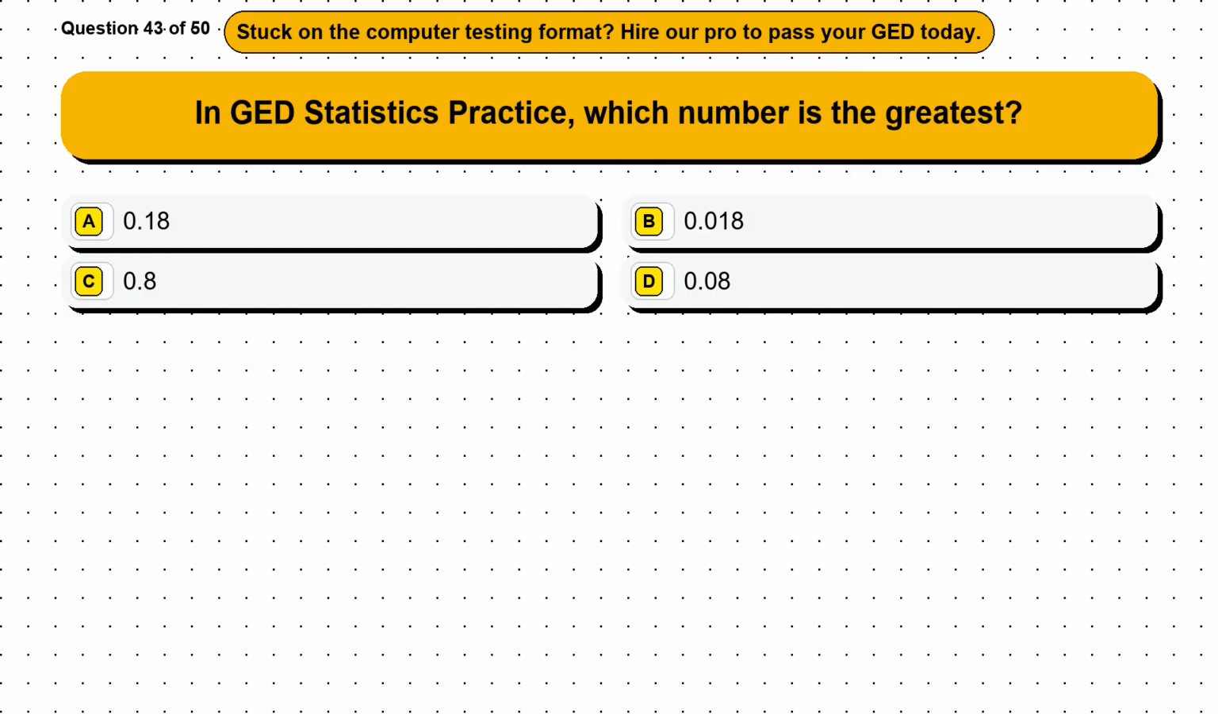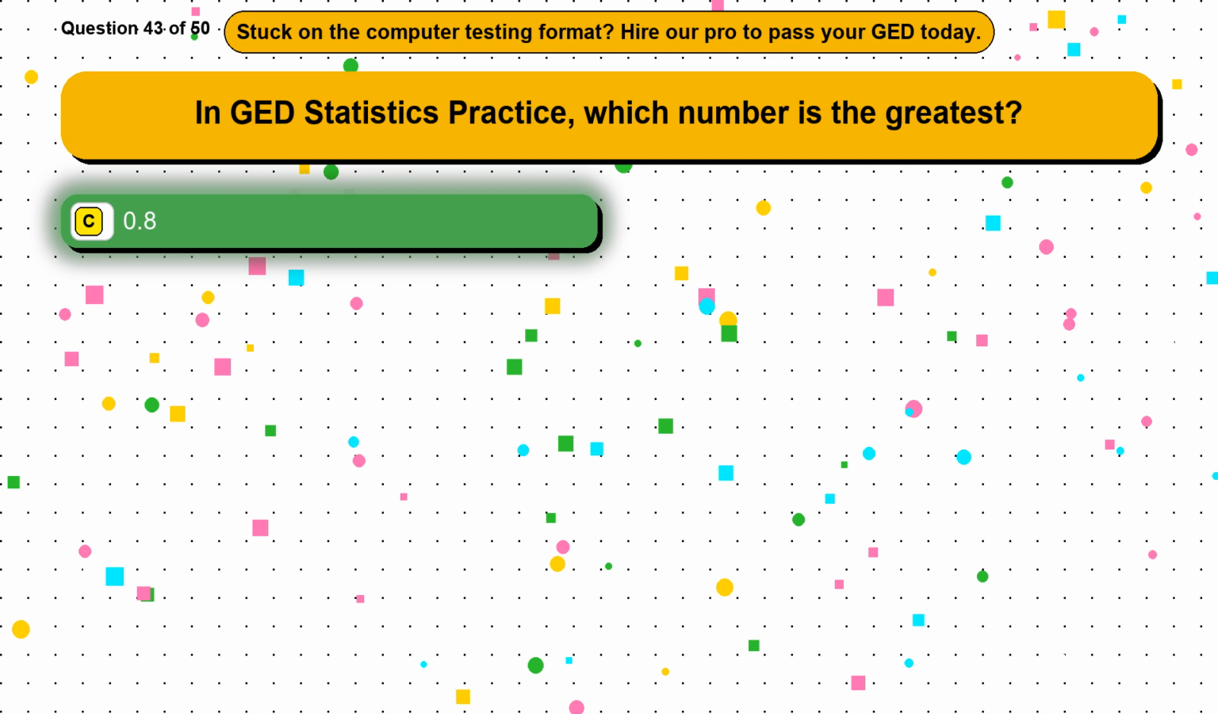Question 43. In GED Statistics Practice, which number is the greatest? Option A, 0.18. Option B, 0.018. Option C, 0.8. Option D, 0.08. The correct answer is option C.